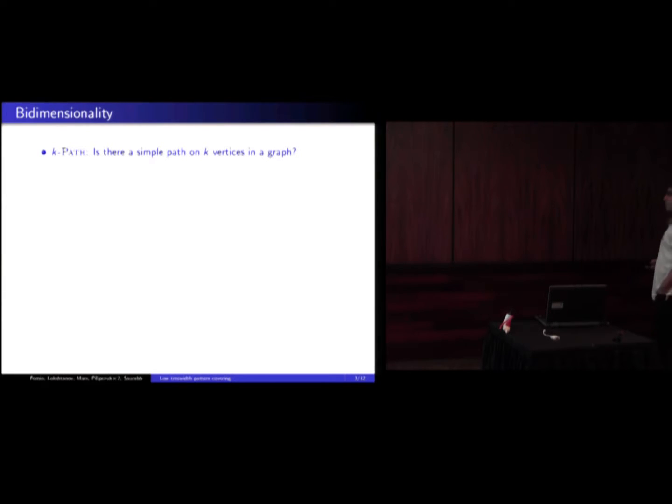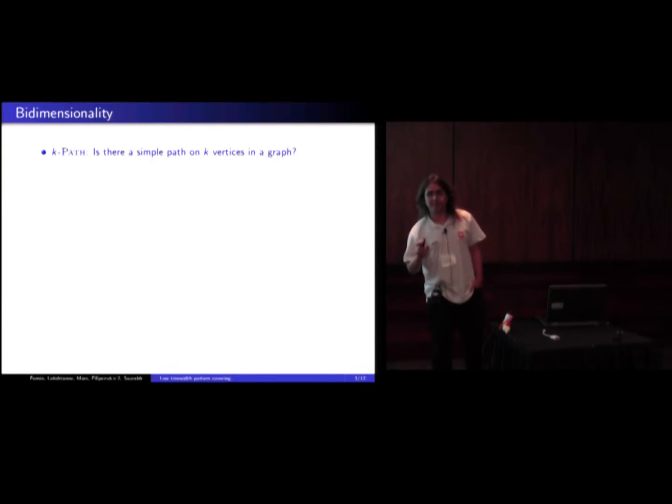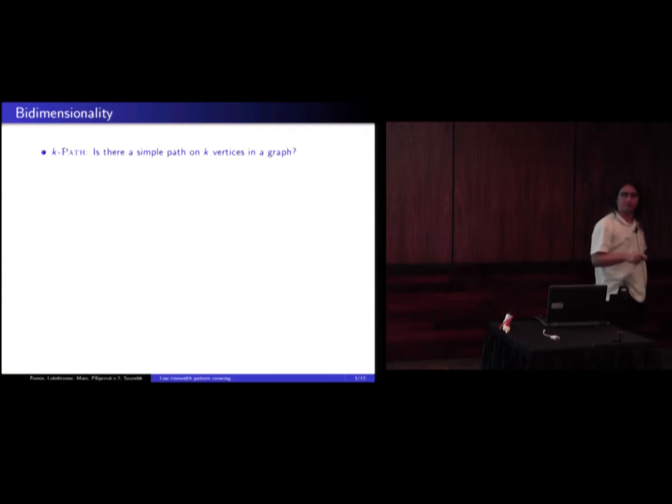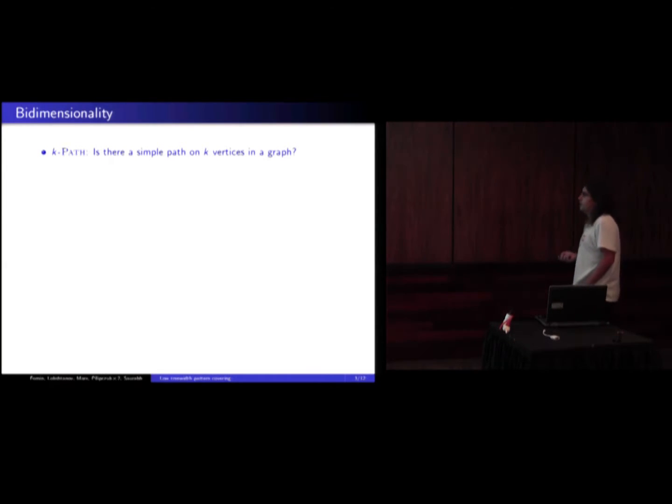So let's focus on an example problem, the k-path problem. I'm given a graph, a planar graph, and I'm asking whether there is a simple path on k vertices. This means a path that visits every vertex at most once. Of course, this is NP-hard because it generalizes the Hamiltonian path problem. It is NP-hard also in the planar setting.